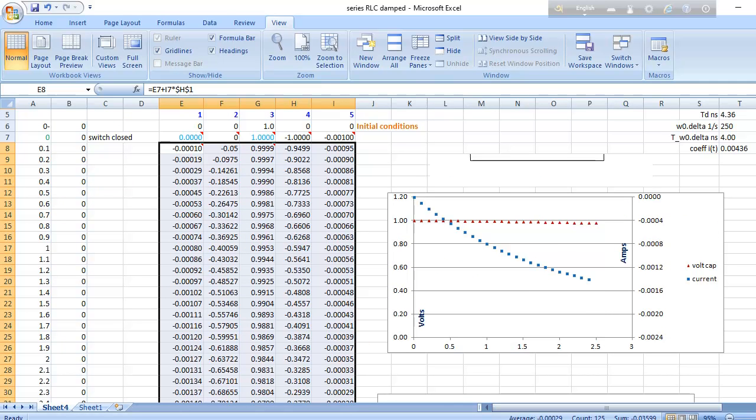Voltage across the capacitor is plotted using red triangles and observed to decrease due to the capacitor discharging through the inductor and resistor. The current, plotted using blue squares, starts from 0, and its magnitude increases with time.